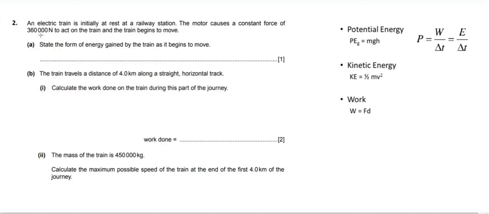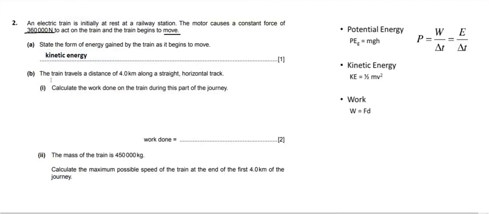Here the second problem, you can see the electric train is initially at rest at the railway station. The motor causes a constant force, given over here as 360,000 Newton, to act on this train, and the train begins to move. State the form of energy that is gained by the train as it begins to move. As the train is moving, it has velocity, and whenever there is a velocity, we know the kinetic energy, because it is nothing but half into mass into velocity square. So we can write down here the kinetic energy. Train gains the kinetic energy as it starts moving.